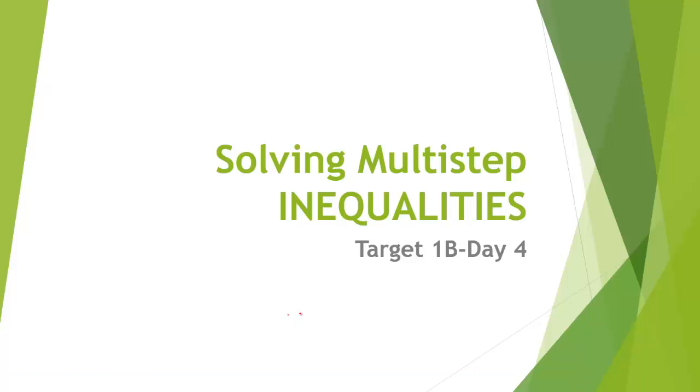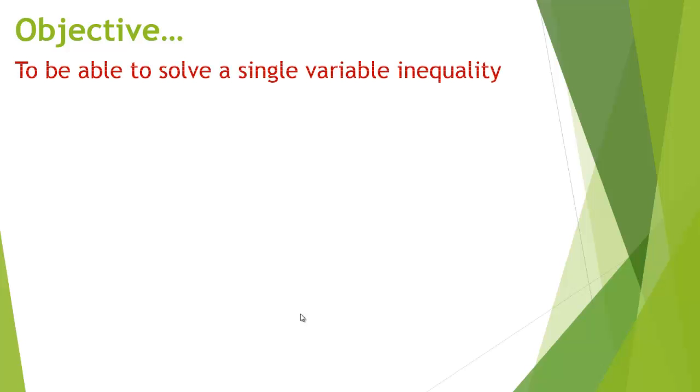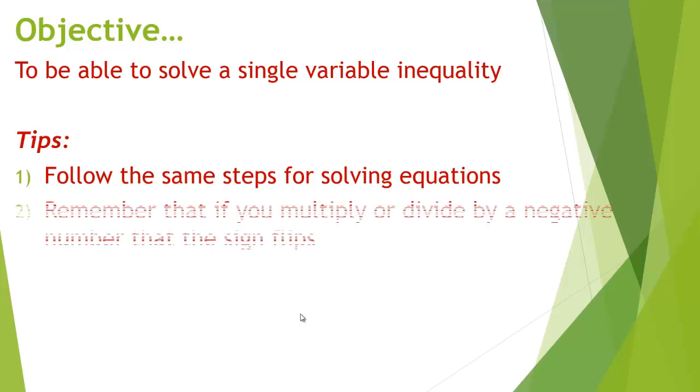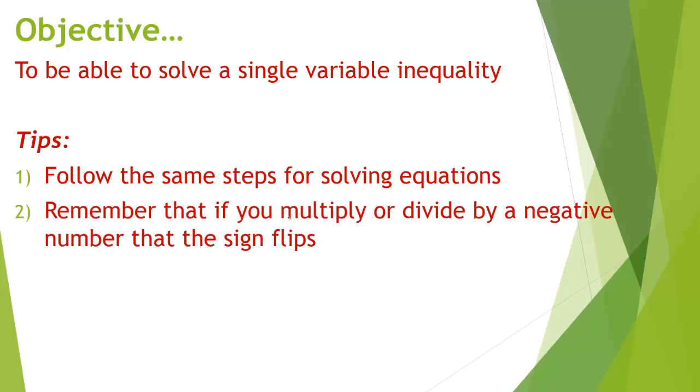All right, we're on solving inequalities. This is the last day of target 1B. And your objective is to be able to solve a single variable inequality. Some tips: follow the same steps for solving equations here. So basically everything is the same with the exception of if you multiply or divide by a negative number, you're going to flip the sign.